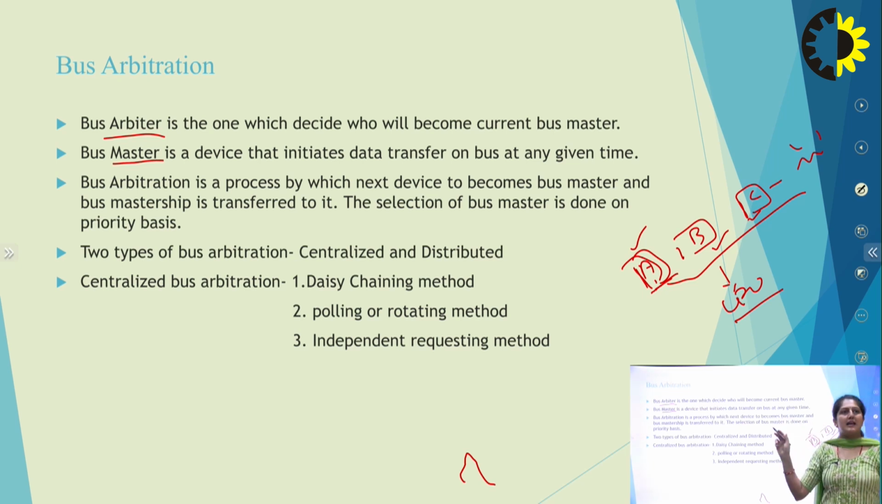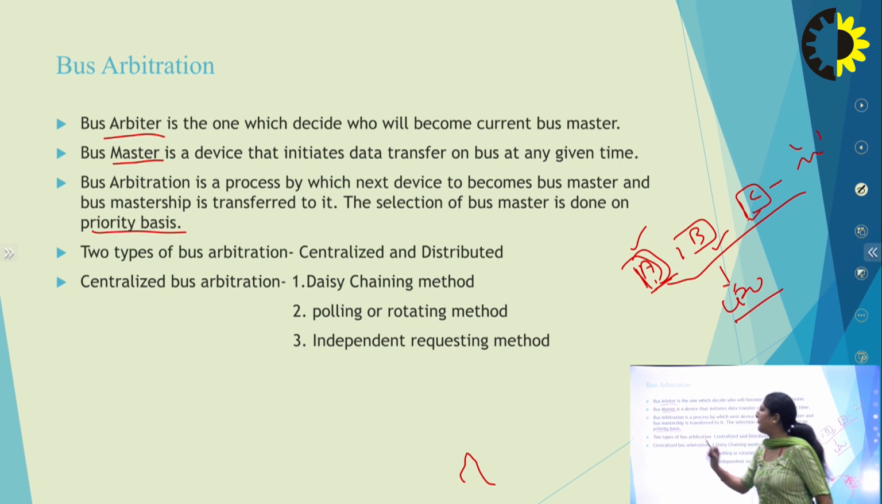Bus arbitration is a process by which the next device to become the bus master is selected and bus mastership is transferred to it. The selection of the bus master is done on a priority basis. We will see further in later slides what is meant by priority basis.